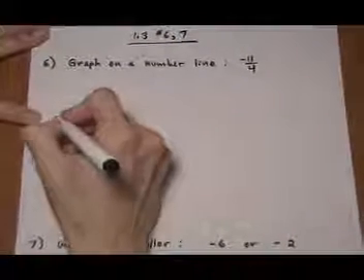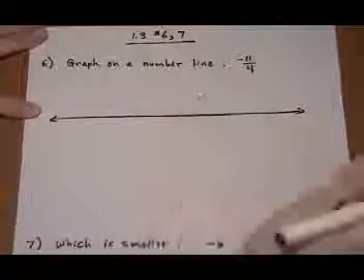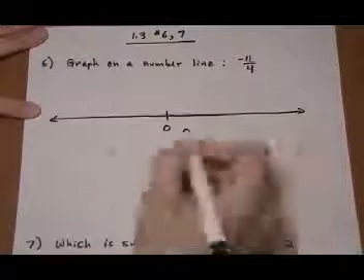So first thing to do is create a number line. It extends to infinity in both directions. Let's put a 0 in the middle, and let's go out plus 5, minus 5.